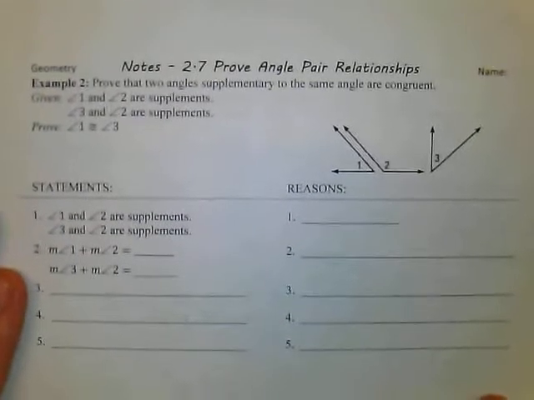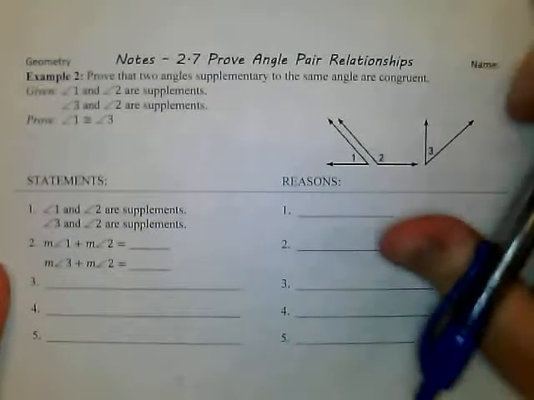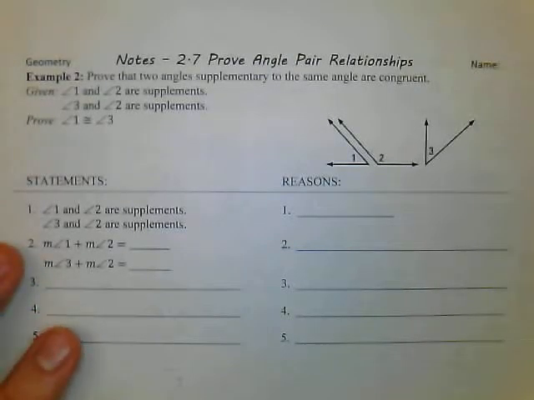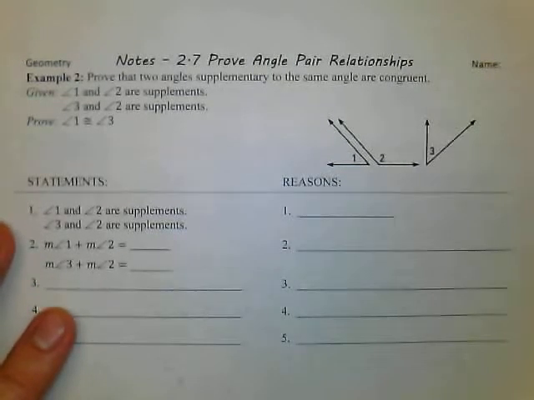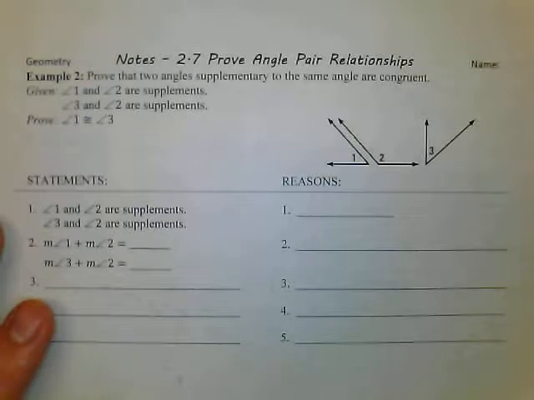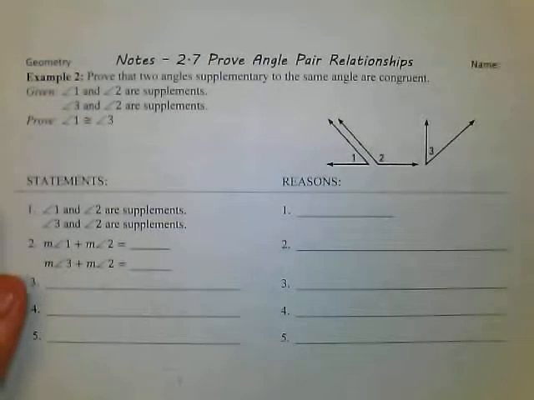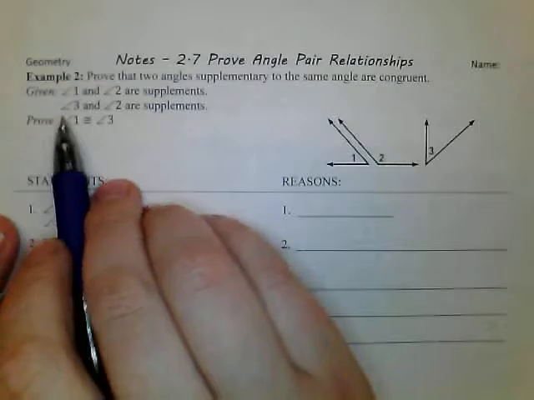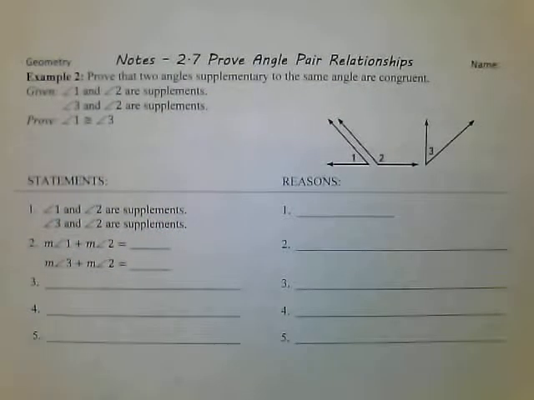All right, for the last piece here, we're going to look at proving the congruent supplements theorem. So we're going to prove that if two angles are supplementary to the same angle, then they must be congruent to each other. So let's start with what we're given. We're given that angles 1 and 2 are supplements, and we're given that angles 3 and 2 are supplements.